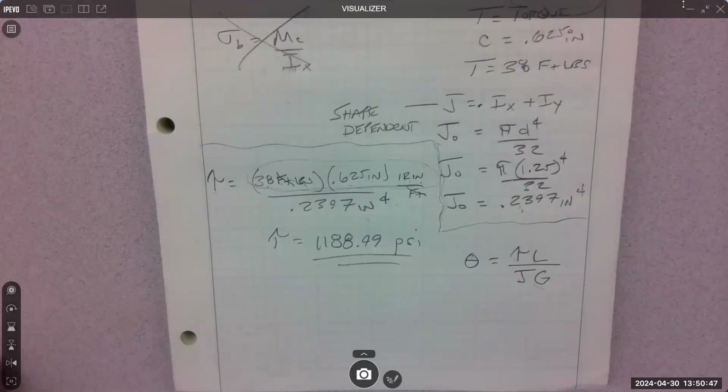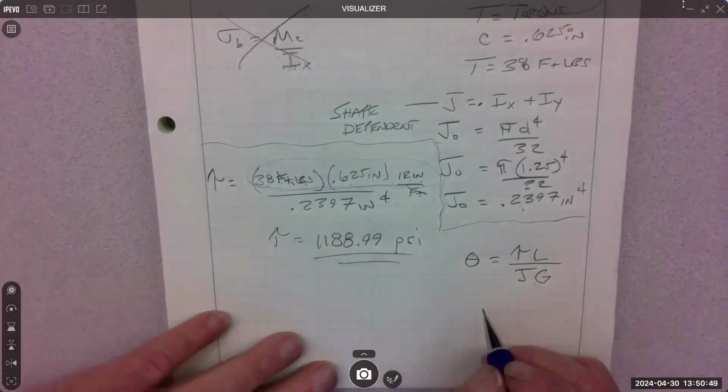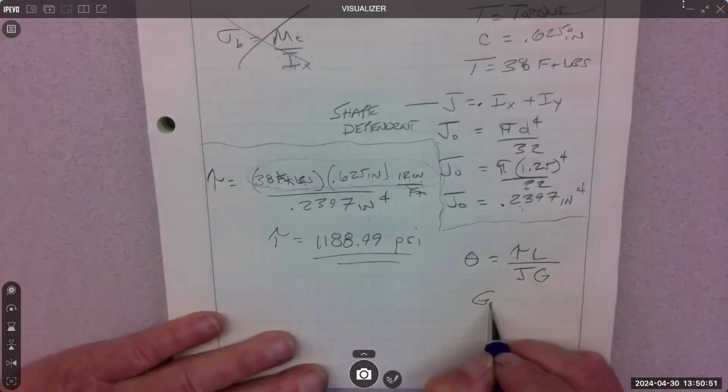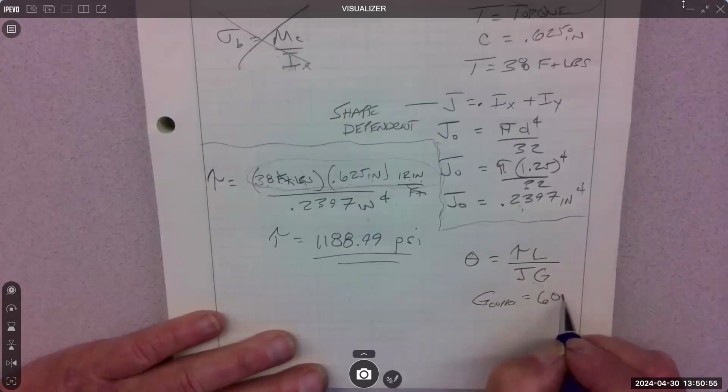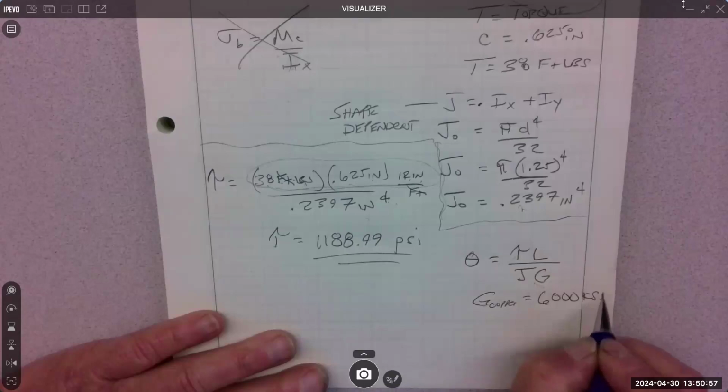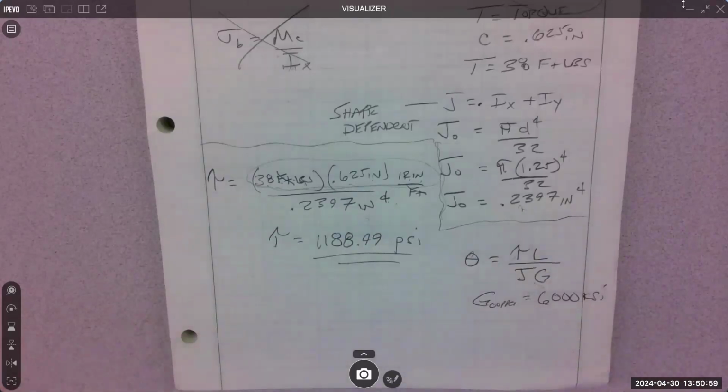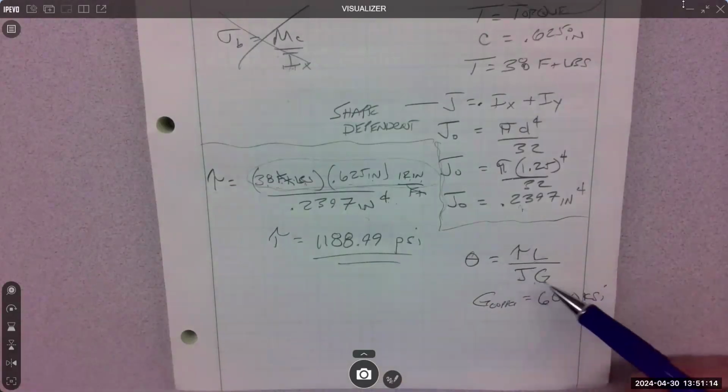PSI or KSI? KSI. Yeah. So G for copper. 6,000 KSI. What's G again? Modulus of? Elasticity. No. Rigidity. E is modulus of elasticity. So that gives us all the pieces for angle of twist.